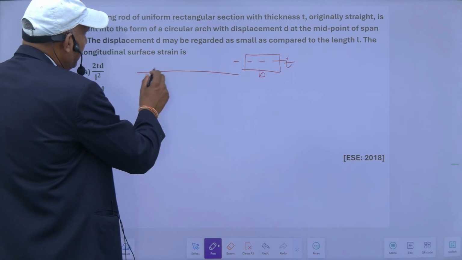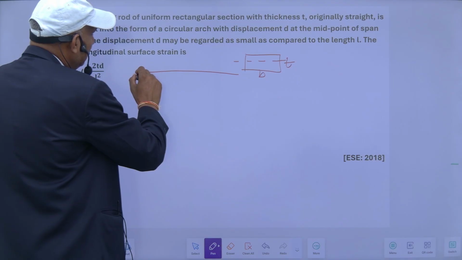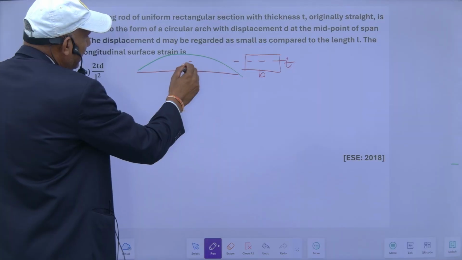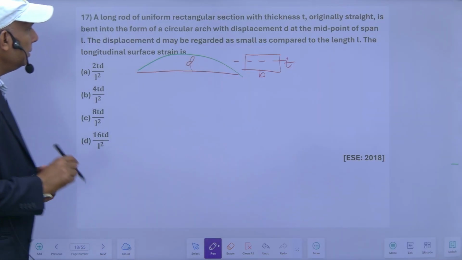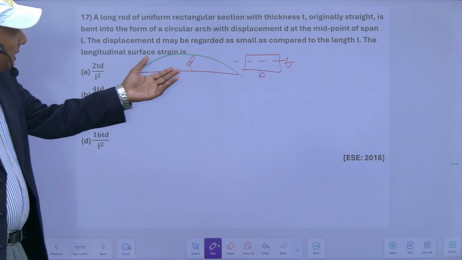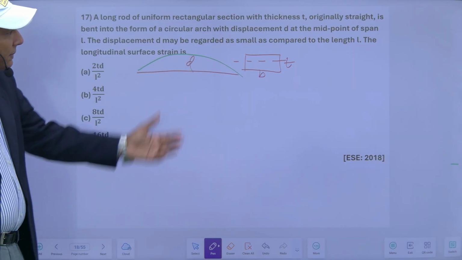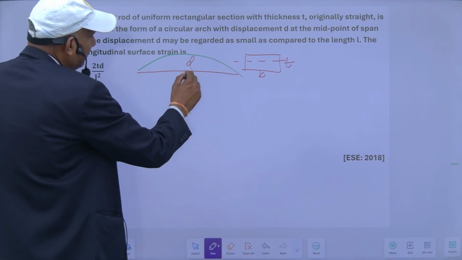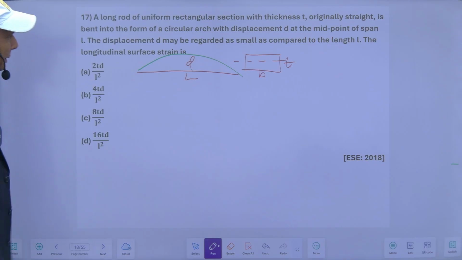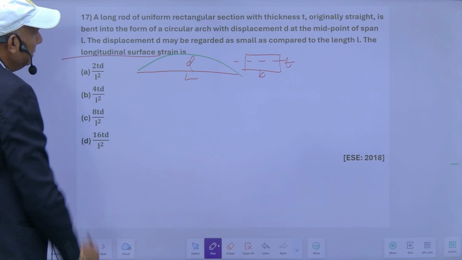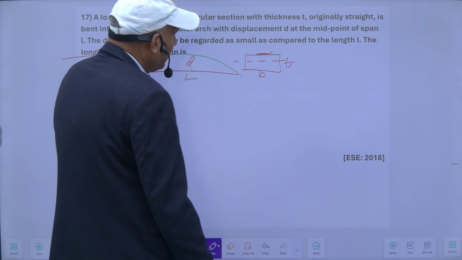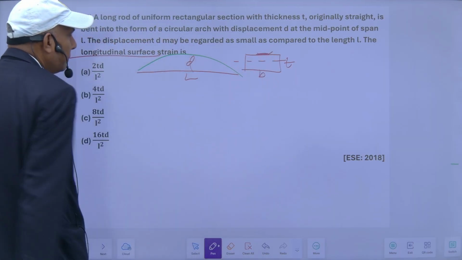After displacement it becomes like this, and the displacement is D. The displacement D may be regarded as small as compared to the length L. This is the length. Now I have to find out the longitudinal surface strain. So how do we calculate the strain here?